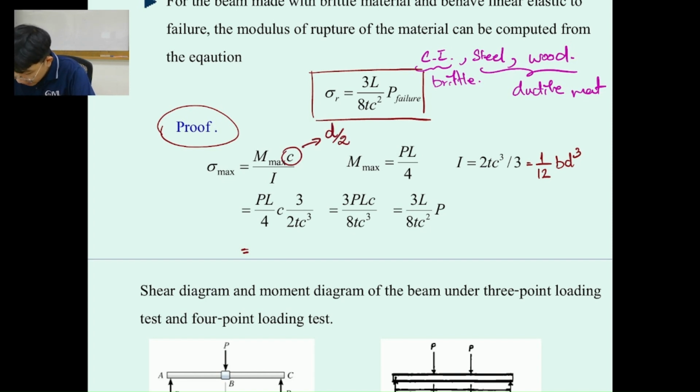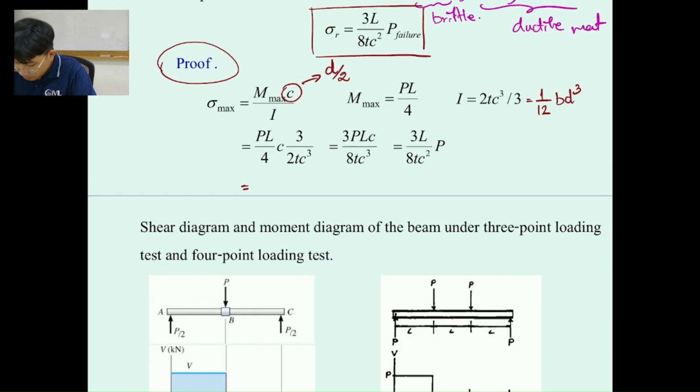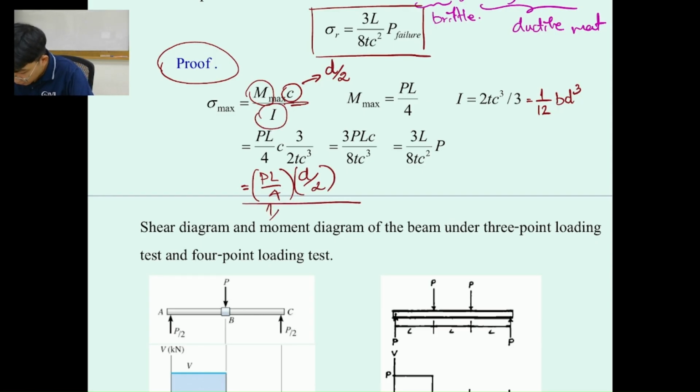So it's going to be Mx. In the lab, we're going to apply the load at the middle by using a 3-point loading test, which means the maximum moment is going to be PL over 4, multiplied with the C value, which is D over 2 over here, and then divided by the I over here, which is 1 over 12 BD power 3.